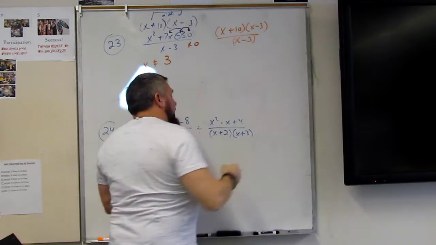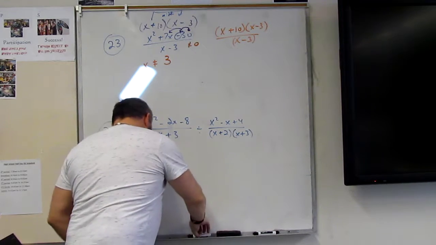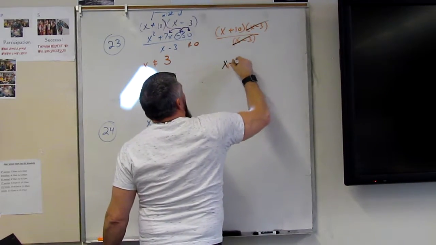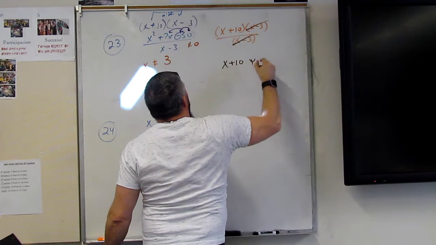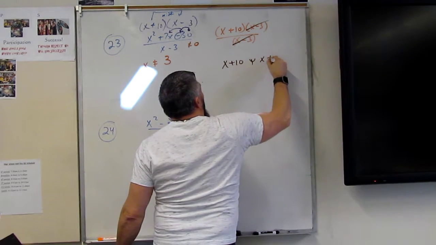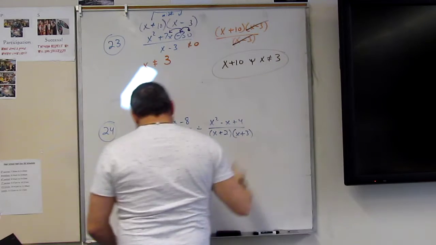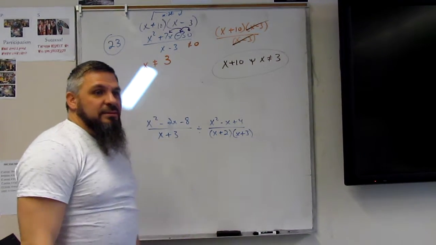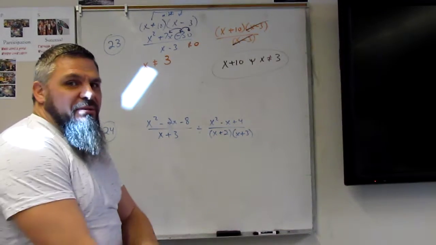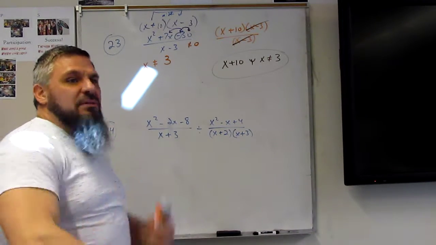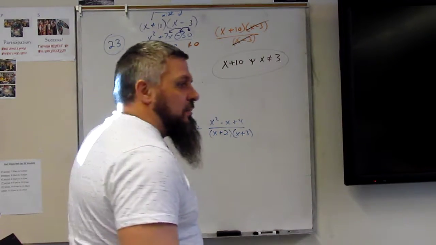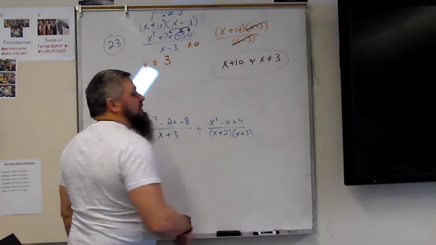And so what can we cancel? X minus 3. The x minus 3. Okay? So we're left with x plus 10, whereas x cannot be 3. And that's it. It's not that bad, right? Yeah. The factoring can be tough. Okay? Remember, it's just that 3-step method.